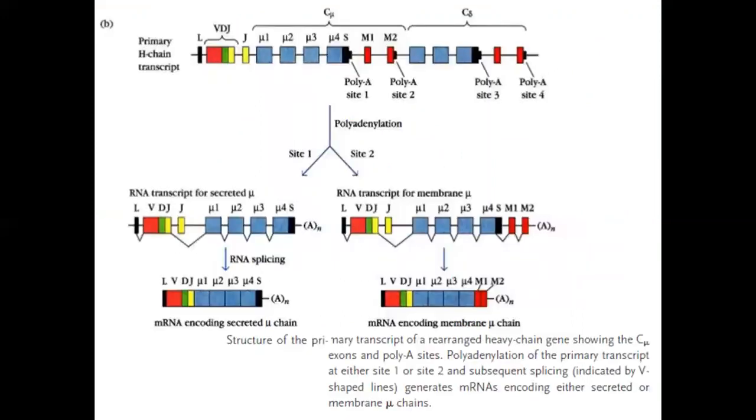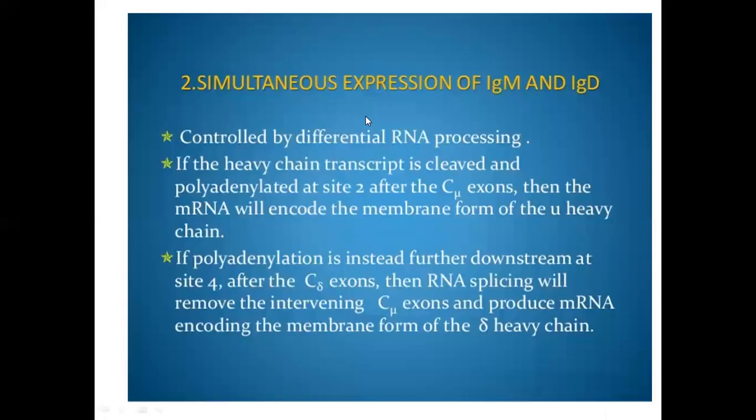Okay, the next one is how this differential processing of the mRNA transcript takes place. Simultaneous expression of IgM and IgD is controlled by differential RNA processing. If the heavy chain transcript is cleaved and polyadenylated at site 2 after the mu exons, then the mRNA will encode the membrane form of the mu heavy chains. If the polyadenylation is instead further downstream at site 4 after the C delta exons, then RNA splicing will remove the intervening sequences that produce the mRNA encoding the membrane form of the heavy chains.